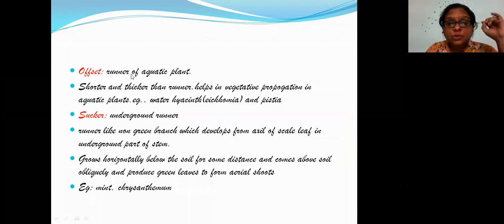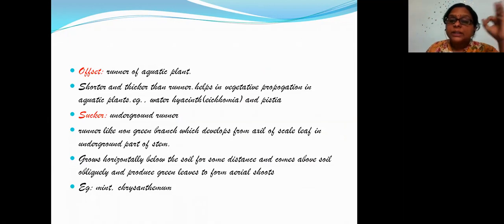And one more thing, students, you see that it is also a runner. This offset is also a branch of runner. If the runner is present in water, we call it an offset. I can say it like that. So it's a runner of aquatic plants. They are shorter but thicker than the runner. They help in vegetative propagation.